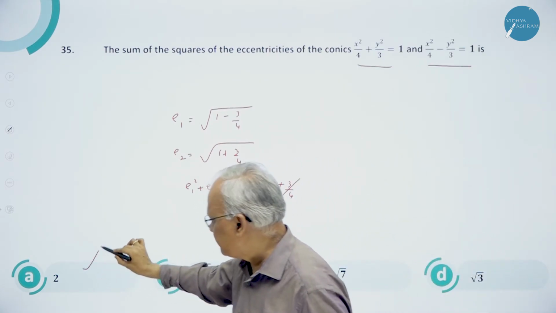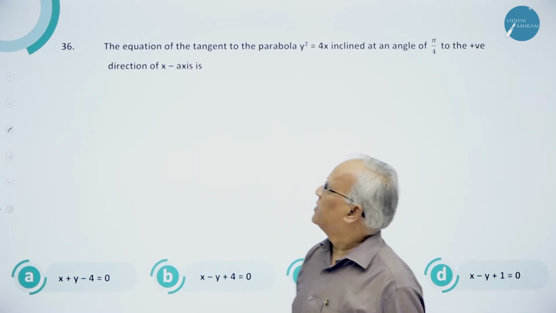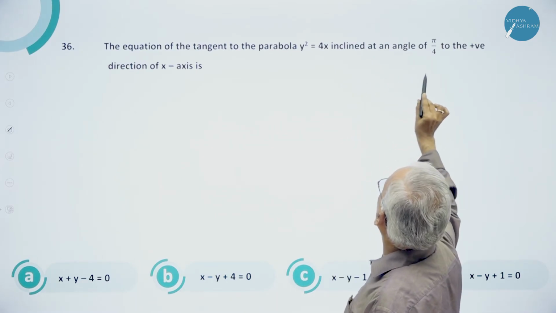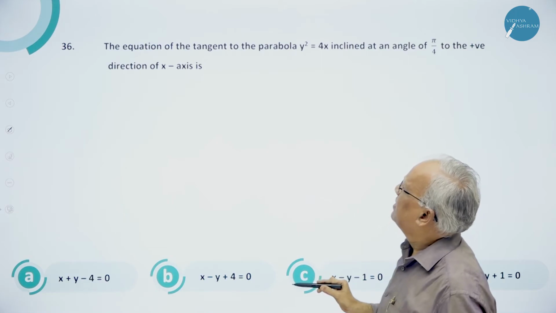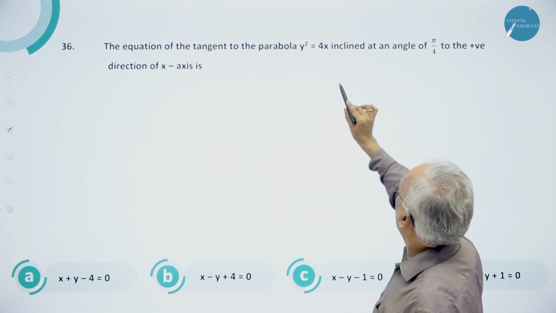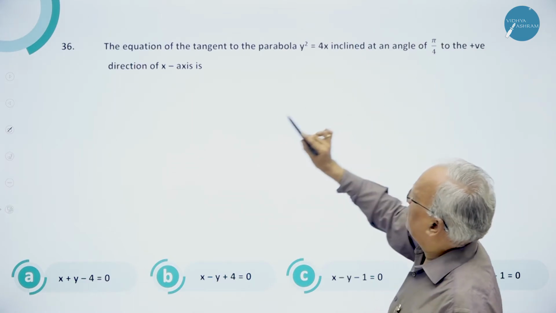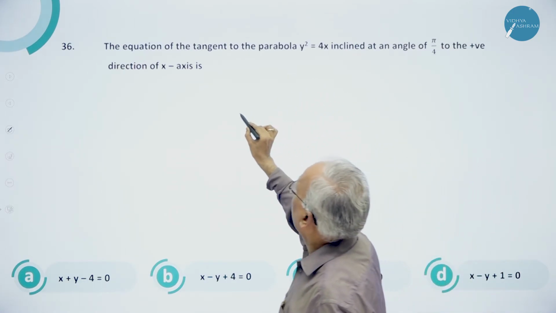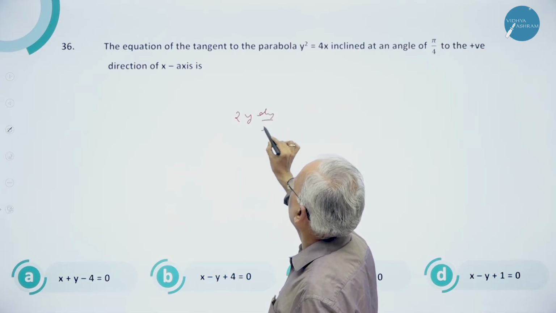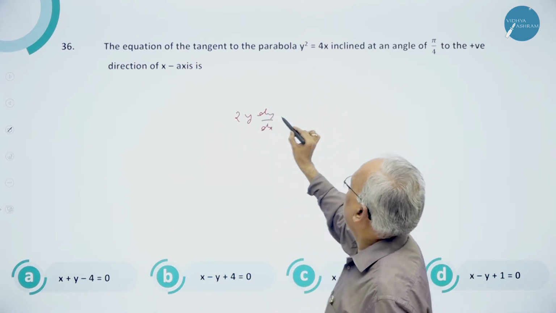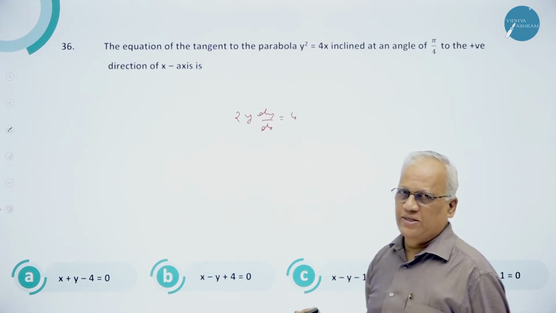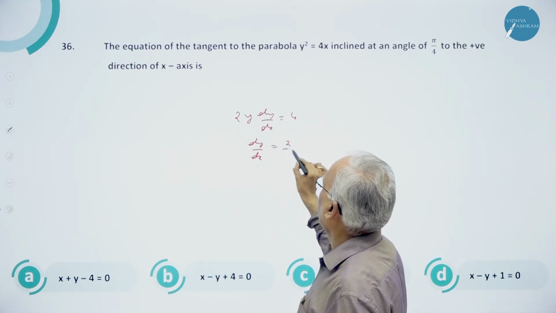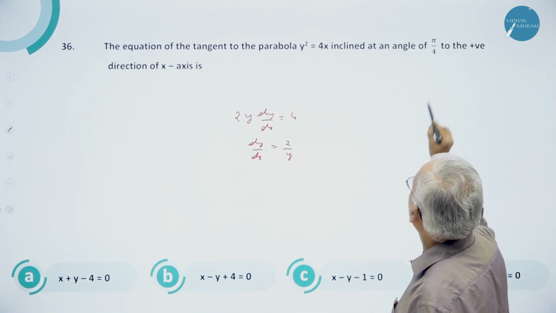So the answer is A. Next question, question number 36. The equation of the tangent to the parabola y squared equals 4x, inclined at an angle pi by 4 to the positive direction of the x axis. So we can use this idea. The slope of the tangent: 2y dy by dx is equal to 4. That is, dy by dx, the slope of the tangent, is 2 by y. So the slope of the tangent is given to be 1.